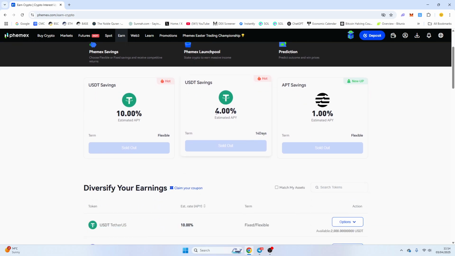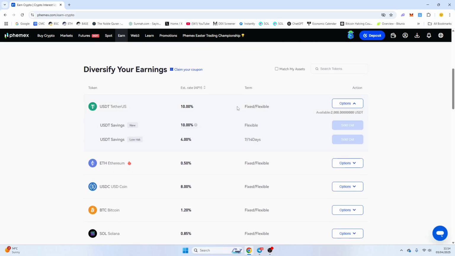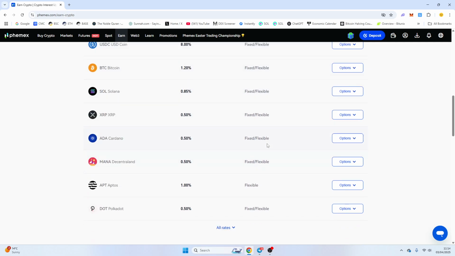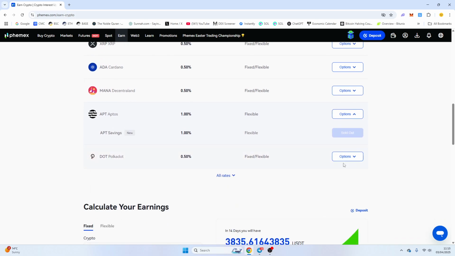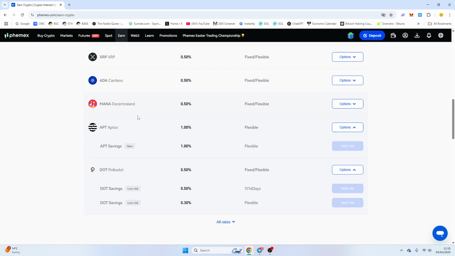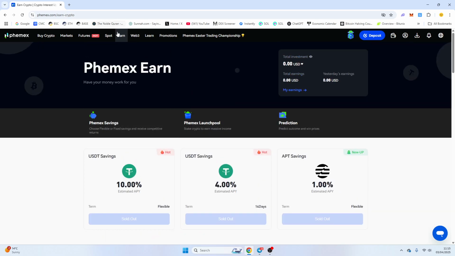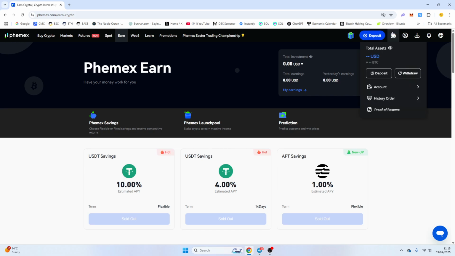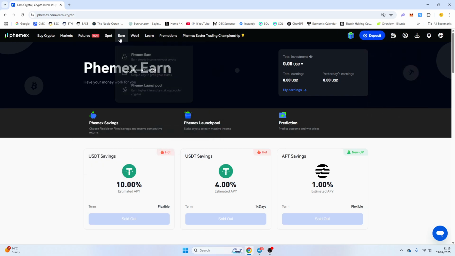It's got the earn and the staking account. Some of these are locked up, so there'll be fixed periods. A lot of these, I think probably most of these, are sold out. So you'll have an option when they come back in, you'll be able to lock your DOT, Aptos, Mana, whatever you want, and earn an income from it. So instead of just leaving it like I have in my deposit wallet, leave it on there and earn some fees. Through the whole bear market, I did that and I was just earning free crypto.